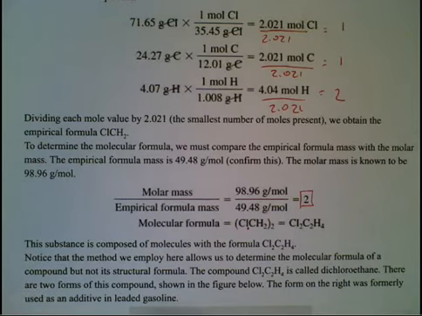Notice that the method we employ here allows us to determine the molecular formula of the compound, but not its structural formula. The compound Cl2C2H4 is called dichloroethane. There are 2 forms of this compound shown in the figure below. The form on the right used to be used as an additive in gasoline. And so notice the number of each type of atom is still the same, but they're simply bonded to different atoms. Remember, that changes the substance's properties.